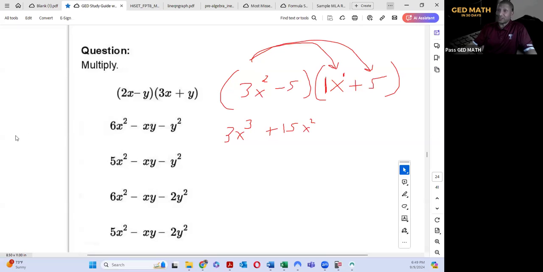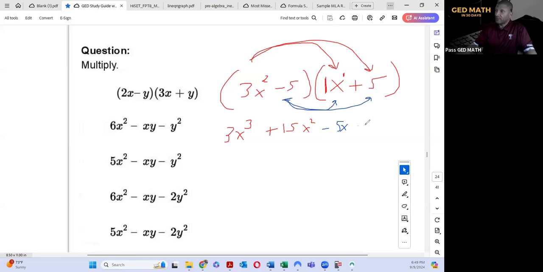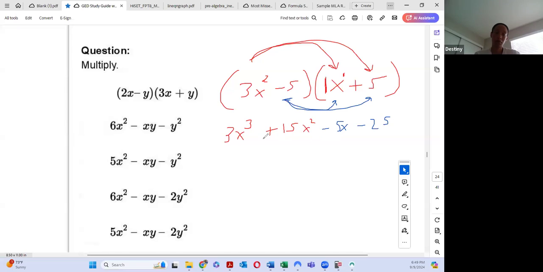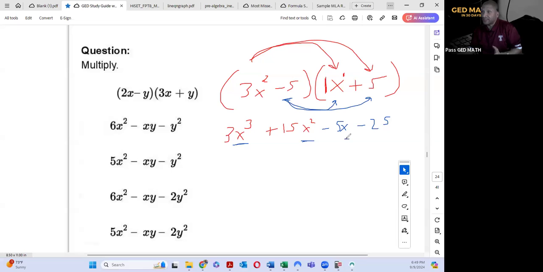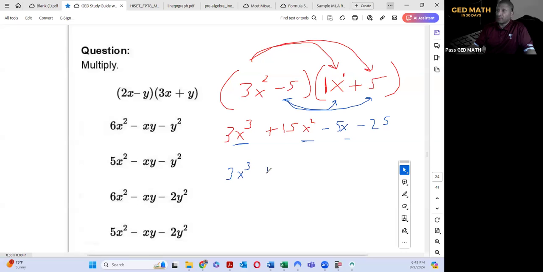I'm going to take my second term now. Let me change the blue. I'm taking this minus 5 and multiplying by this first term. Minus 5 times x is minus 5x. Minus 5 times plus 5 is minus 25. There are no like terms because these variables are not the same. I got x cubed, x squared, and x. So all I'm doing is bringing everything down. 3x to the third plus 15x squared minus 5x minus 25.